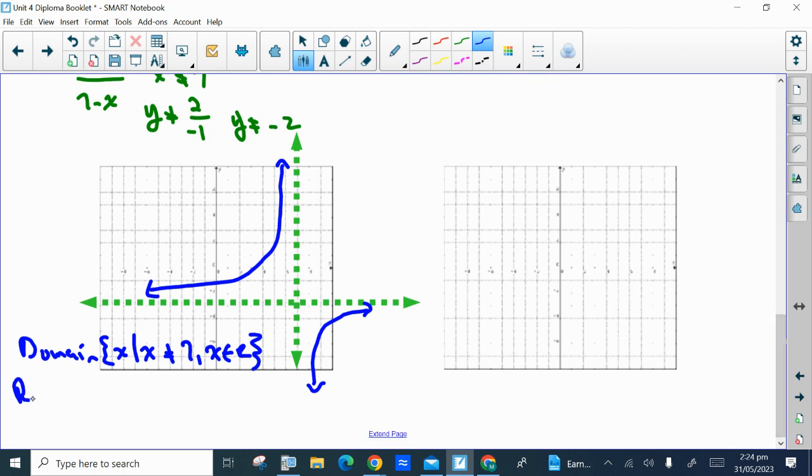Our range, all values of y such that y cannot equal -2. Otherwise, all other real numbers would work. If you did interval notation, you'd have to do it in 2 parts. For example, for the domain, you'd have to say from -infinity to 7, and then from 7 to +infinity.